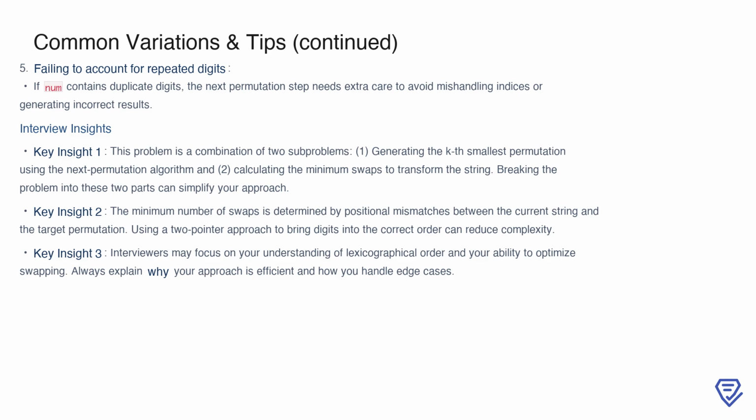The minimum swaps are determined by identifying positional mismatches between the current string and the target permutation. A two-pointer strategy is particularly useful here to reduce the number of operations. Lastly, interviewers often focus on whether you truly understand lexicographical order and whether your solution is optimized. So, be prepared to explain why your approach is efficient and how you've accounted for edge cases.